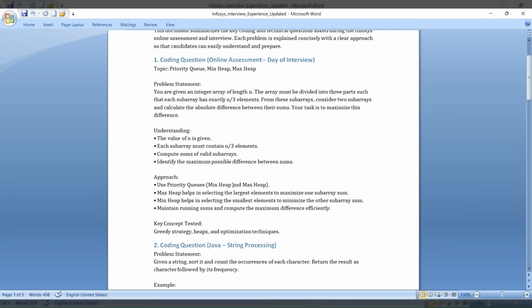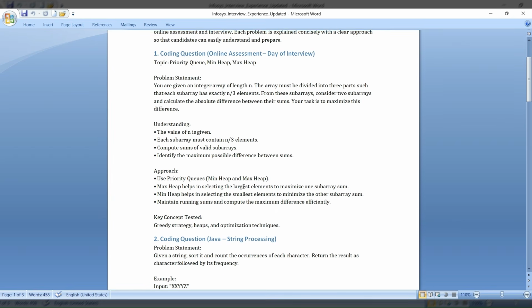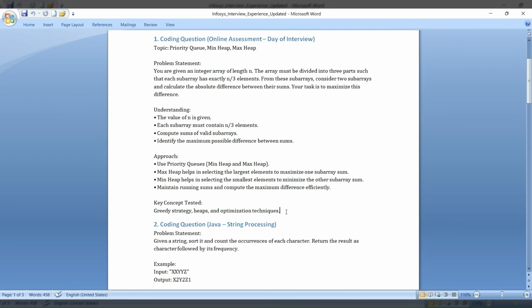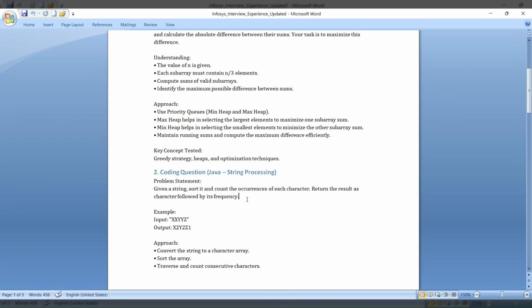And we can minimize the sum of the right side subarray by using max heap, so that when the length of the right side subarray is greater than n by 3, I will pop the maximum element. So this is the approach which I have followed, and it is this. And the next question was based on a string.